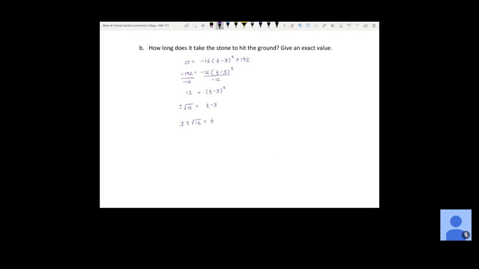Now, the only other thing I would expect you to do here is simplify that square root if possible. So is there anything we can do to simplify the square root of 12 now? Okay, so what perfect square goes into 12? Break that down. It's going to become the square root of 4 times 3, because 4 is a perfect square. And then we can bring out the square root of 4 as a 2. So that gives us 3 plus or minus 2 square root of 3 as our t value now.